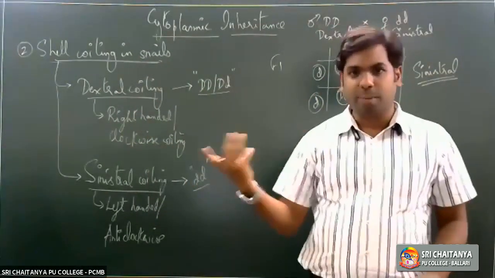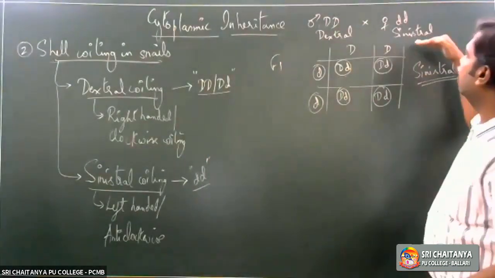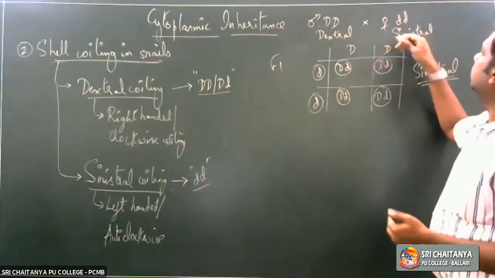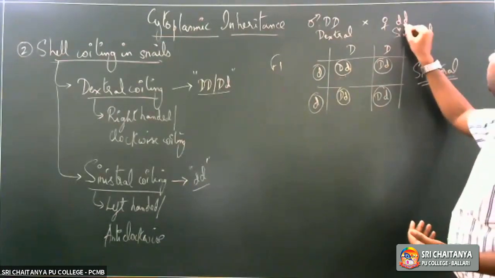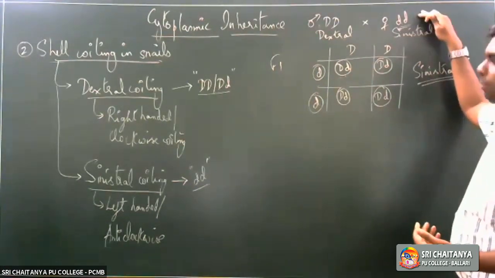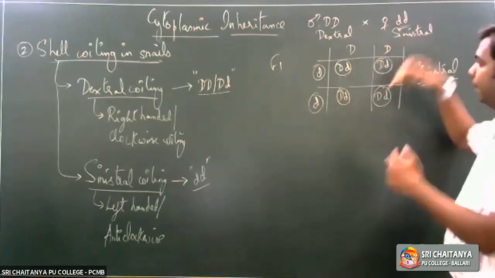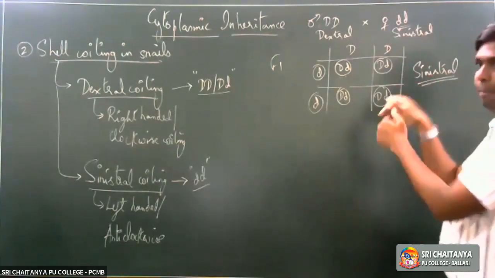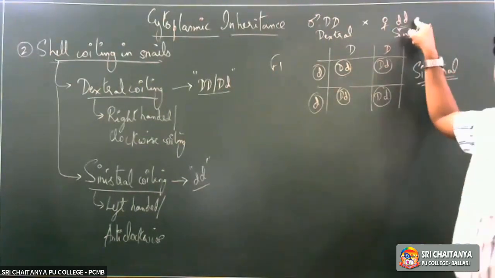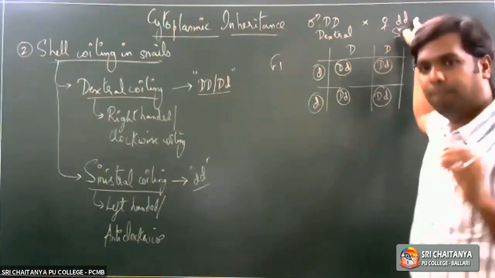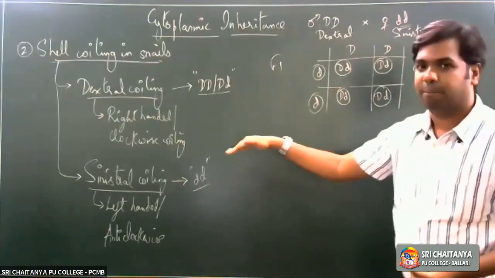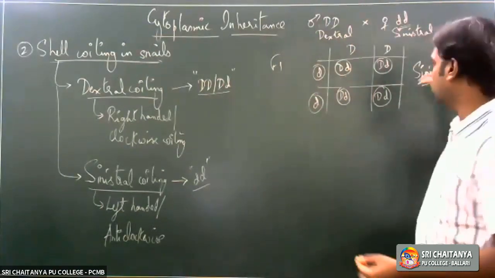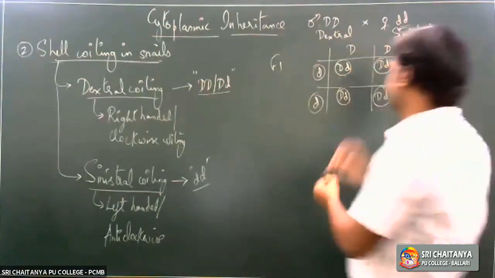Why is it predetermined type of coiling? Whatever be the type of coiling in the mother is not what the progeny depends on. What it depends on is the presence of a protein. So if a protein is present in the mother, the offspring will show dextral type of coiling. If the protein is not present, it will show sinistral type of coiling. So this is the F1 generation.